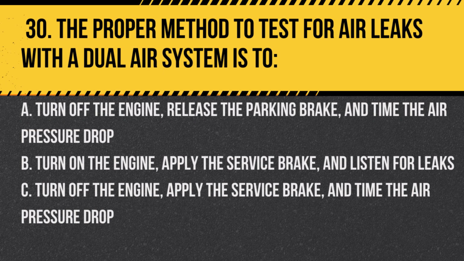Question 30. The proper method to test for air leaks with a dual air system is to: A. Turn off the engine, release the parking brake, and time the air pressure drop. B. Turn on the engine, apply the service brake, and listen for leaks. C. Turn off the engine, apply the service brake, and time the air pressure drop. Answer: C. Turn off the engine, apply the service brake, and time the air pressure drop. This will help determine if the system is maintaining pressure effectively.